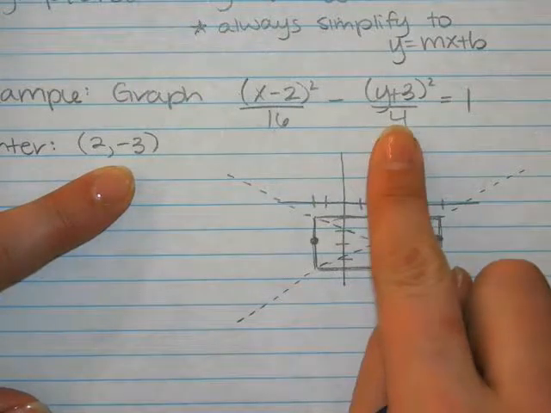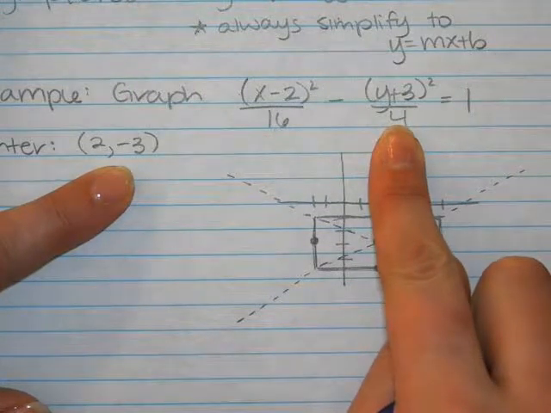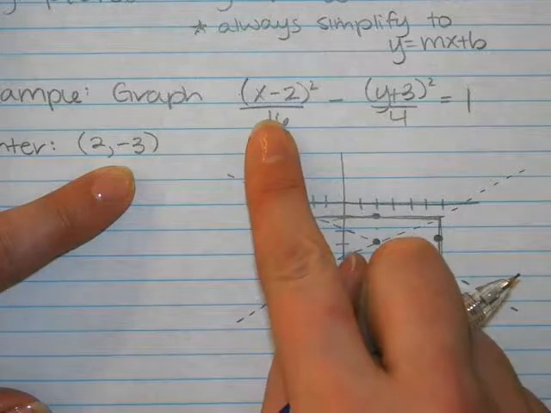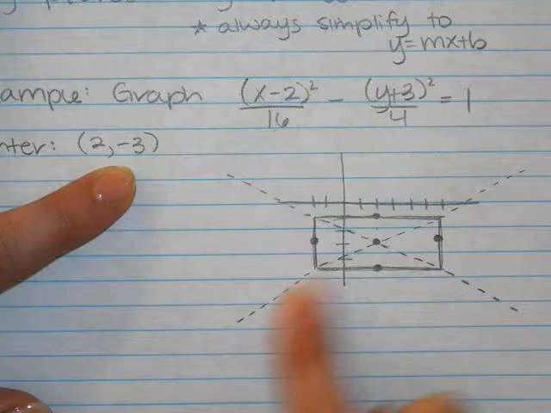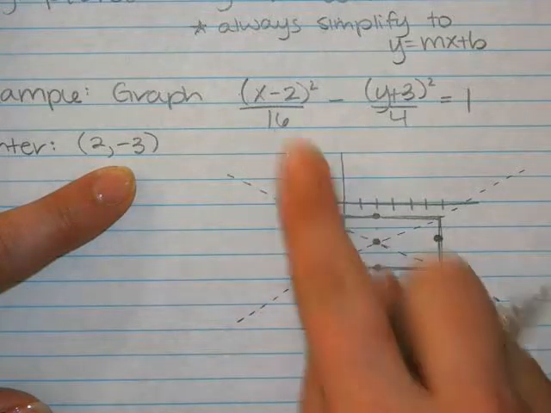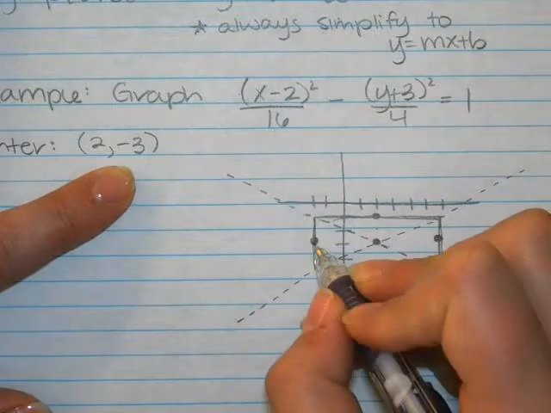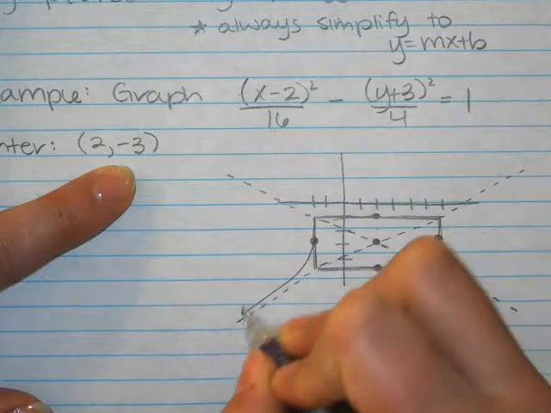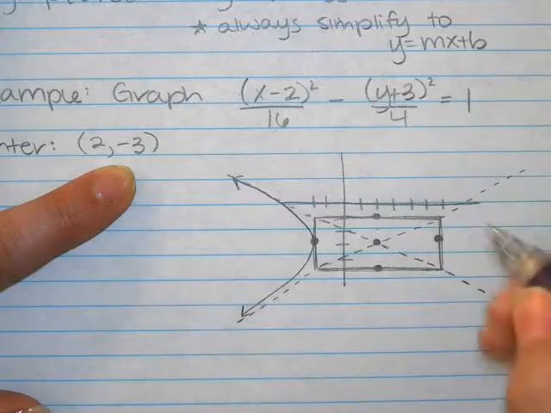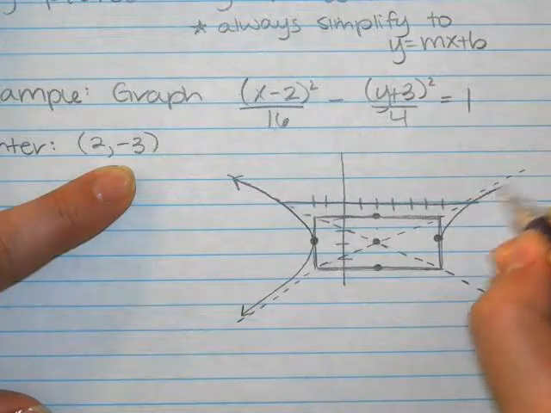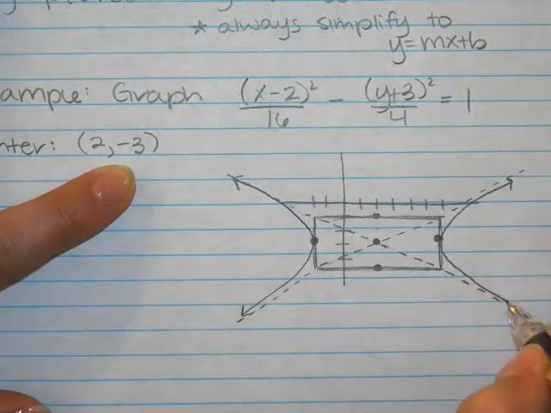So if the y plus 3 squared over 4 had been first, then we would have been drawing the parabolas right here and right here. But since the x part is first, then we're going to make it a parabola shape right here. And I'm making sure that I'm showing this as following those asymptotes, because that's how curves work. They follow the asymptotes.